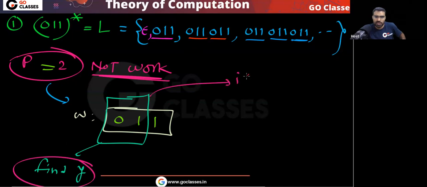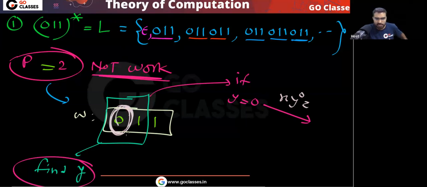Now you can notice, if y equal to 0, then I repeat 0 number of times, what will I get? For example, if I take this equal to y and I repeat it 0 number of times, which string will I get? Tell me. The resulting string will be this, and this does not belong to L.